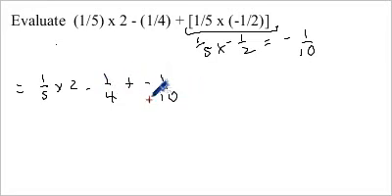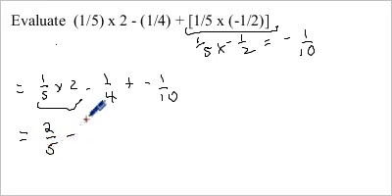Now, second in the order of operations is exponents. There are no exponents. Thirdly is multiplication and division, left to right. So I only have this one multiplication operation. 1/5 times 2 is 2/5, minus 1/4 plus negative 1/10. Now I've got subtraction and addition, so I perform it left to right.